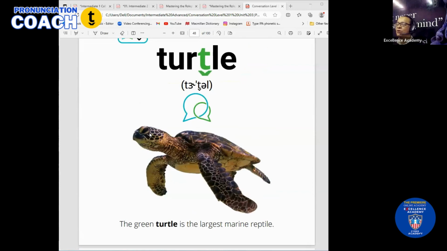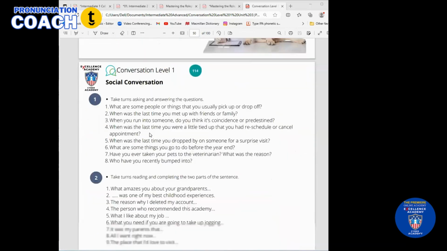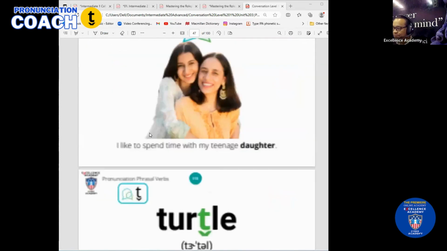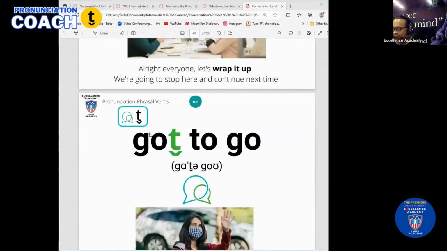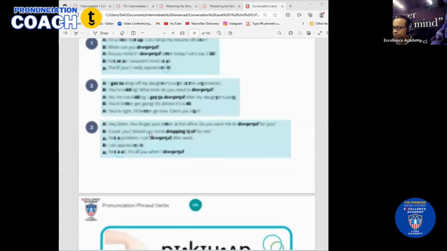And turtle. Everyone, turtle. Turtle. Very good. So now you have some vocabulary. Okay, let's go. Now we can practice some statements and some sentences here with some dialogues.